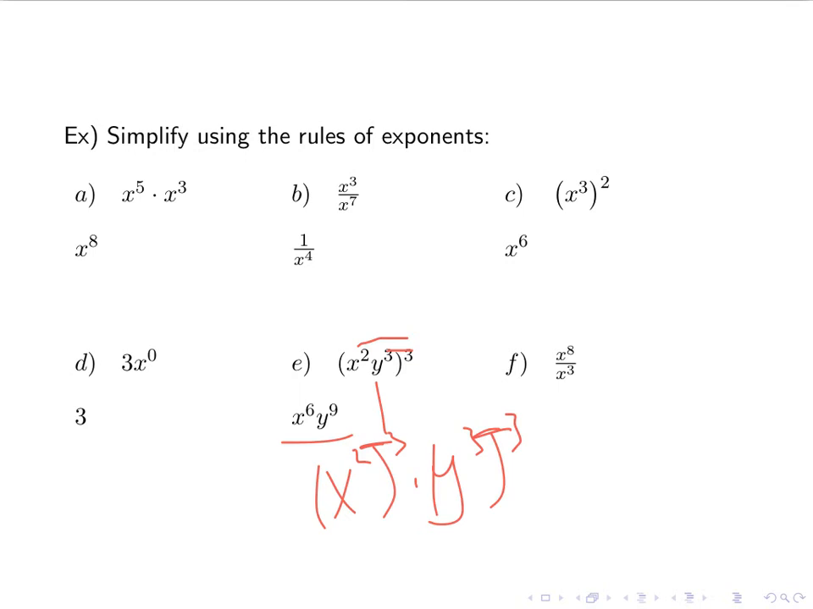And then the last one on this page, x to the 8th over x cubed. Again, it's division, so I'm going to be subtracting. The larger one is on top. So it is x to the 8 minus 3, which is x to the 5th.